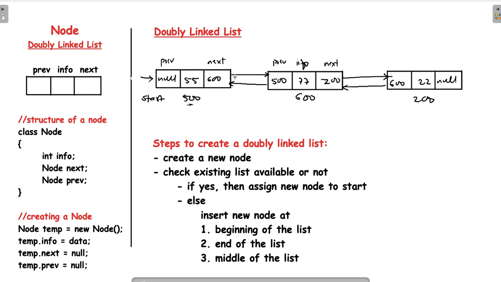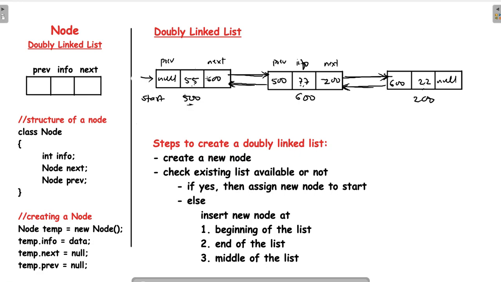So you can see that it is traversing in one direction and it is also traversing in the reverse direction as well. That's why it is called a doubly linked list. You can go from 55 to 77, 77 to 22, and the same from 22 to 77 and 77 to 55.